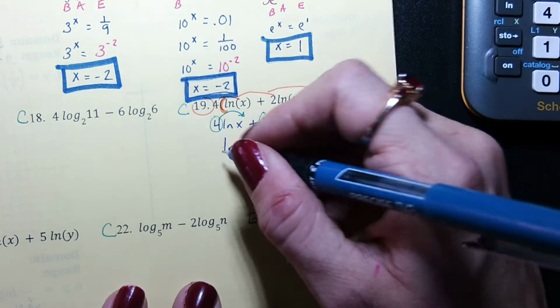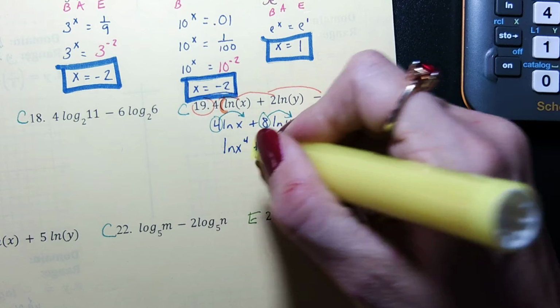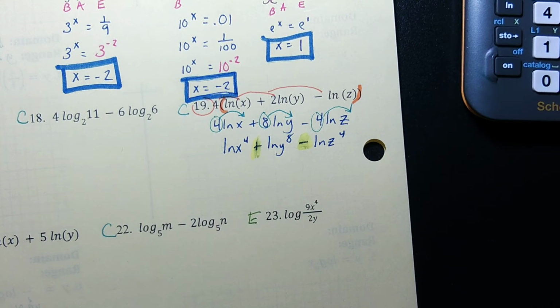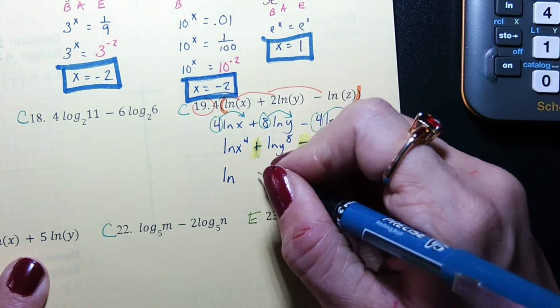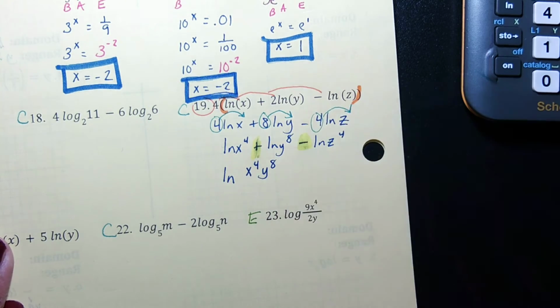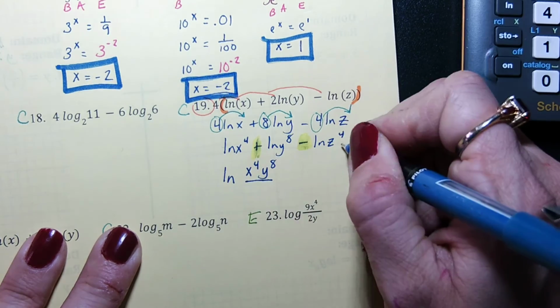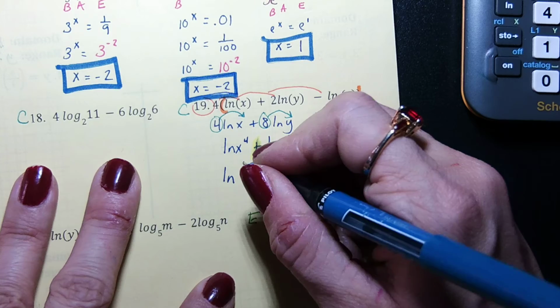So now, these two logs are separated by addition. This one has a minus sign in front of it, so I'm going to go ahead and take care of this in one step. We'll have natural log. The addition condenses by multiplying, so x to the 4th times y to the 8th on the top. And then that minus sign means the z to the 4th is going to be in the downstairs.